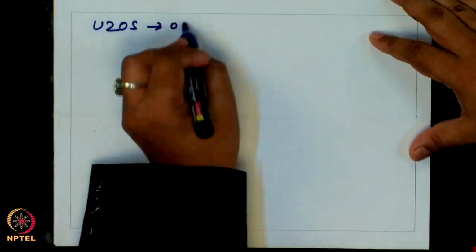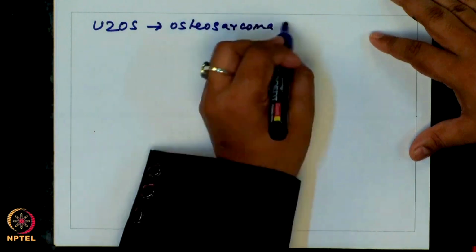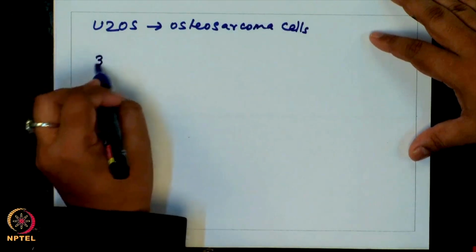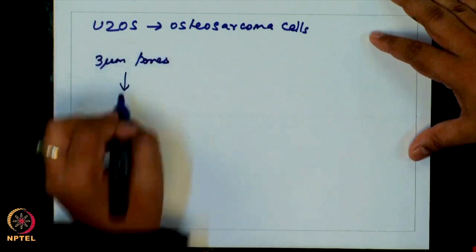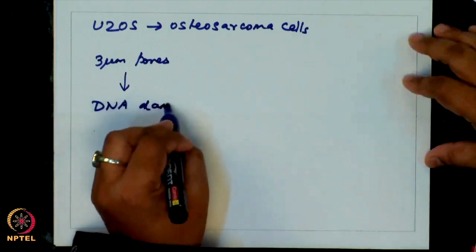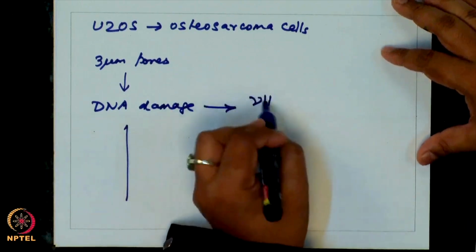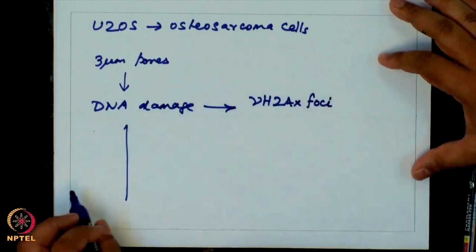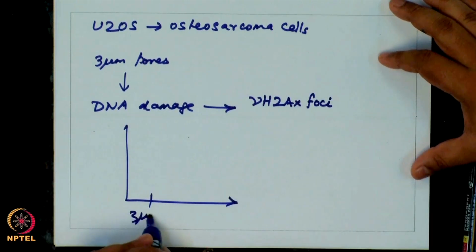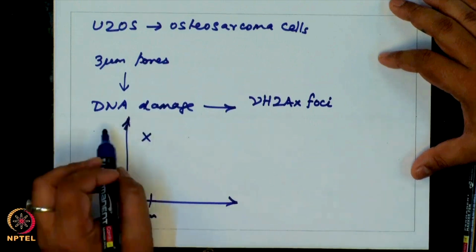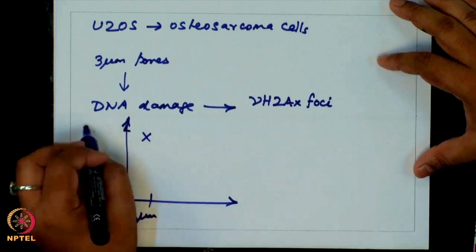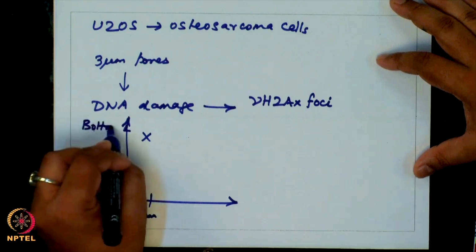To answer this question, they went one step further. They took U2OS cells, which are osteosarcoma cells, passed them through the 3 micron pores, and then tracked the extent of DNA damage. They tracked the extent of DNA damage by the number of gamma H2AX foci. They found the ratio at the bottom versus the top.